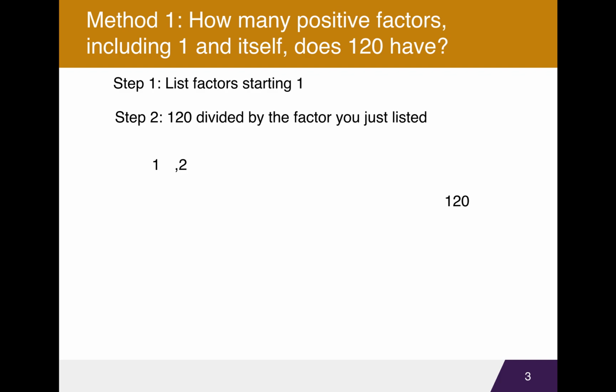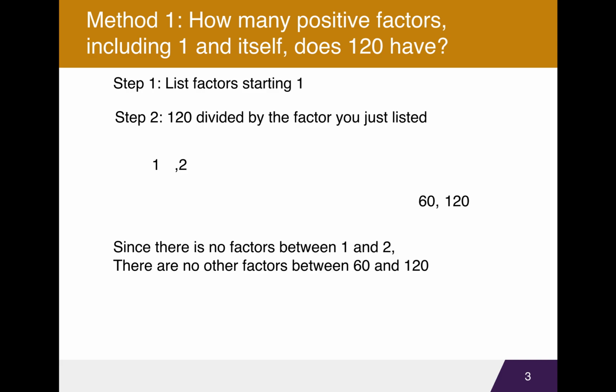So the next one is 2. Then 120 divided by 2 equals 60. And since there are no factors between 1 and 2, there are no other factors between 60 and 120. So it means that all you have to do is list factors between 3 and 59.